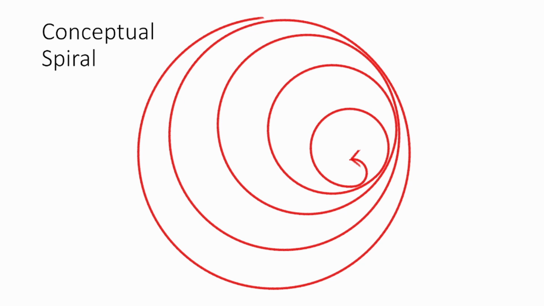Over time, the iterations take us on an evolving path, a conceptual spiral. Note that the spiral here is a bit off center. This is because over time, as we go through the spiral and learn more, gain new capabilities, and our context changes, our goals will also shift.